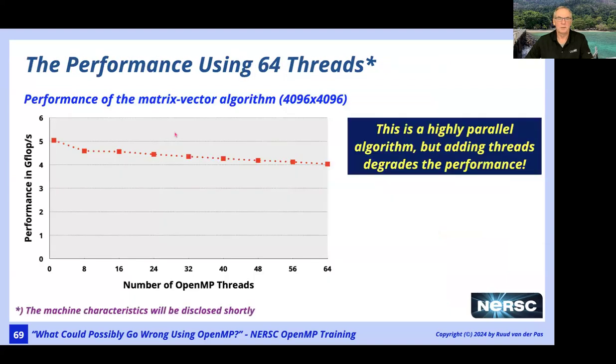And then I run it and I don't get embarrassingly parallel performance at all. This is not a typo. As I add threads on this system, and I'll go into the configuration of the system in a minute, the performance actually goes down. It doesn't go up. That's not really what we want to achieve with parallel programming. So what's going on here?